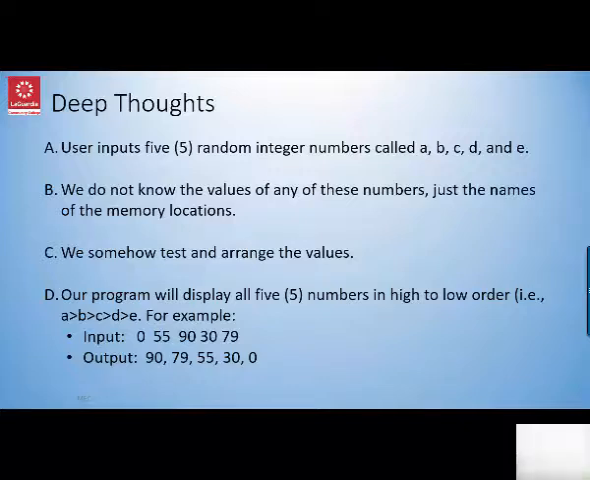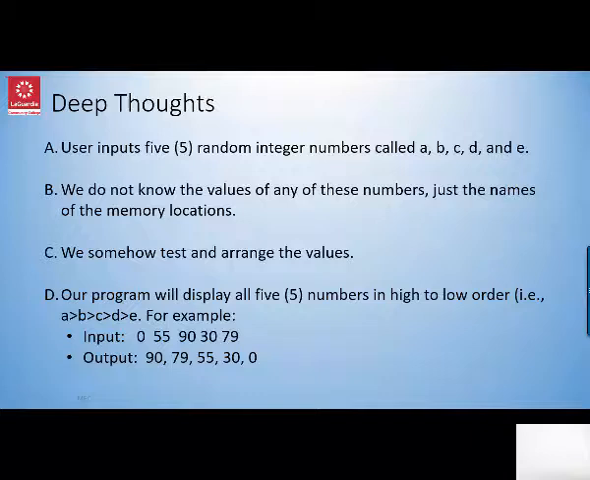So here are some deep thoughts. I figure out we need five. And I'm saying, okay, A, B, C, D, and E. And I don't know anything about these numbers. I just know they're called A, B, C, D, and E. I just know their names. I don't know where they are in memory. I don't know what's inside A. I don't know what's inside B. Somehow we need to test and arrange the values. Not A, B, C, D, and E, but what? What is inside A, B, C, D, and E?